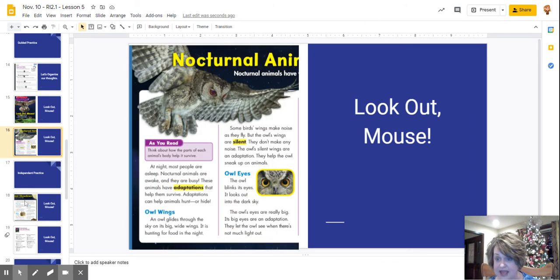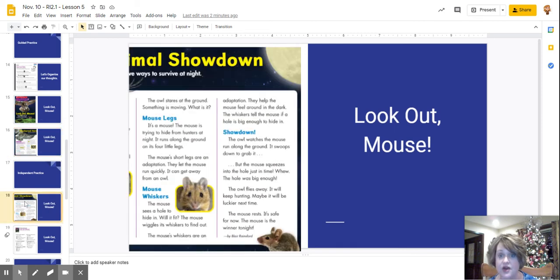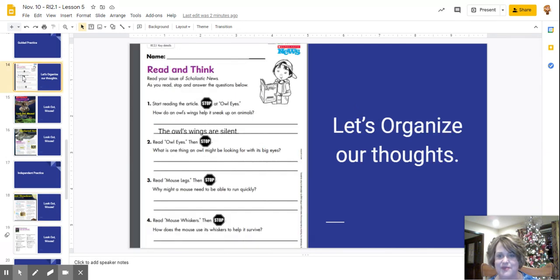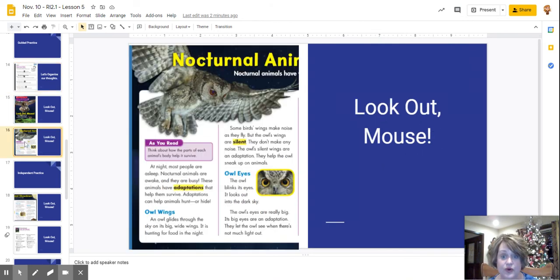So let's jump down and see if we have more reading on our next spot. It says, here we go. The owl stares at the ground. Something is moving. What is it? So that might help us a little bit. What is one thing an owl might be looking for with its eyes? So what's it looking for? It's looking for its what? What are you thinking? Yeah, it's looking for its food. Right here it says it is hunting for food at night.